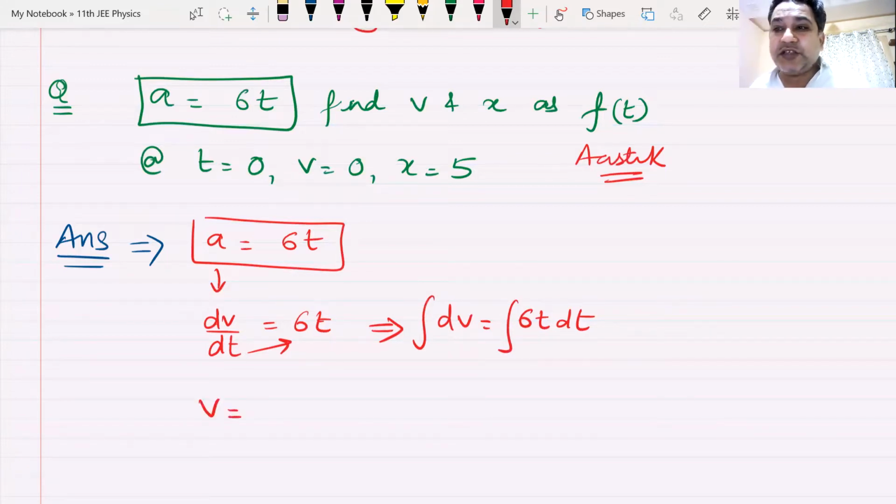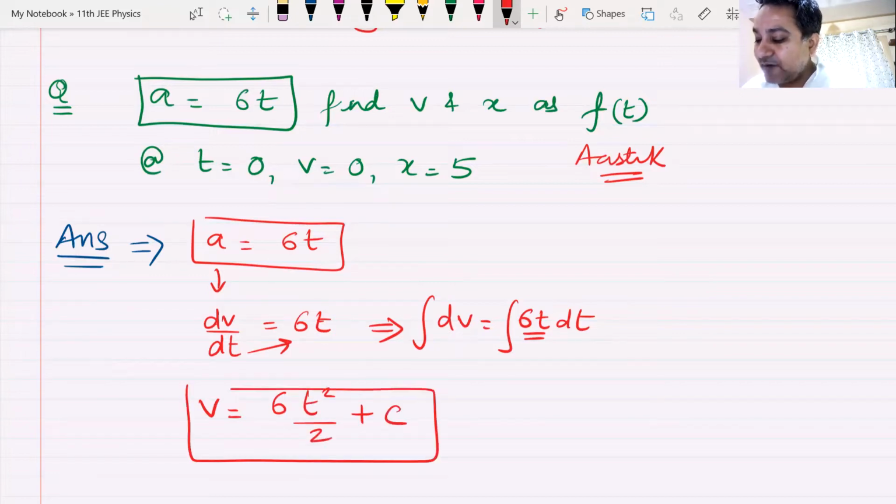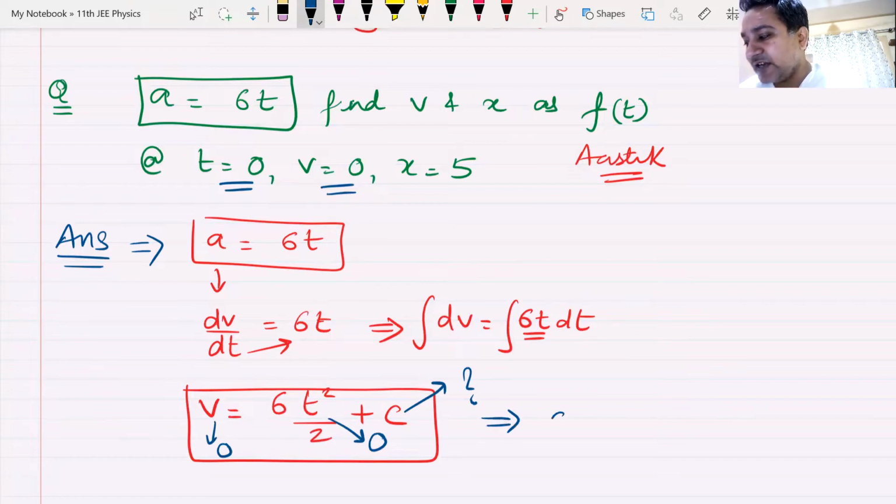The integral of dv is v. 60 t dt, 60 comes out. Integral of t dt is t squared by 2. Yes, beta, but plus c comes. You have to get the value of c. How do I get the value of c? From here, at t is equal to 0, put the value of t as 0 and v as 0. I hope you can understand that the value of c will come as 0.